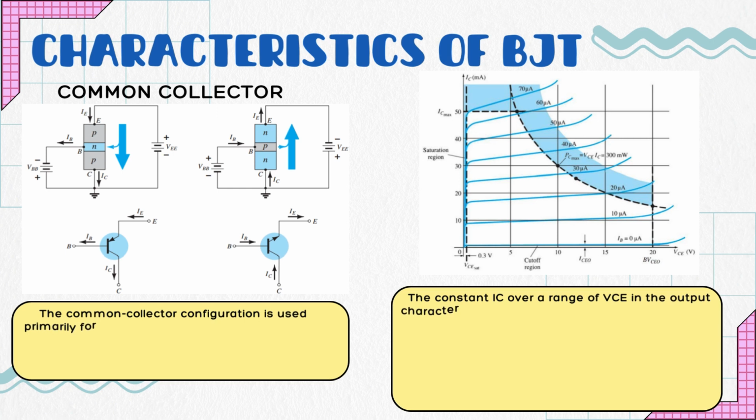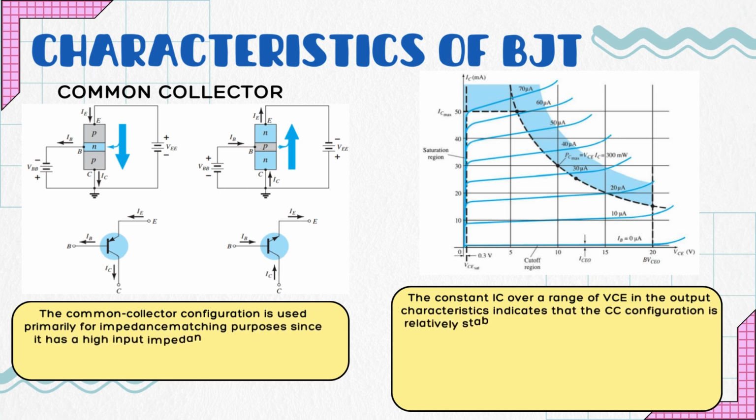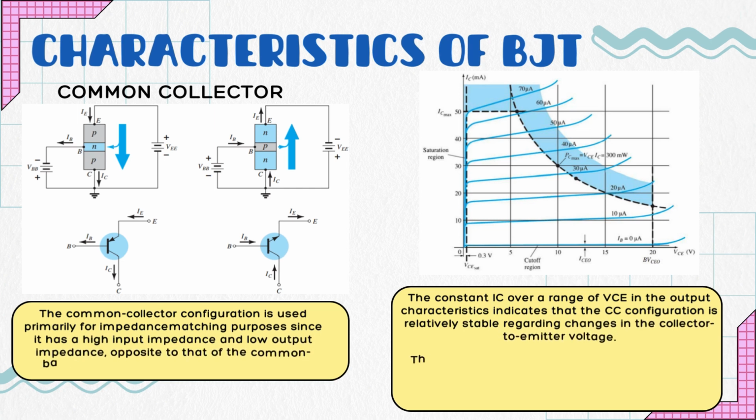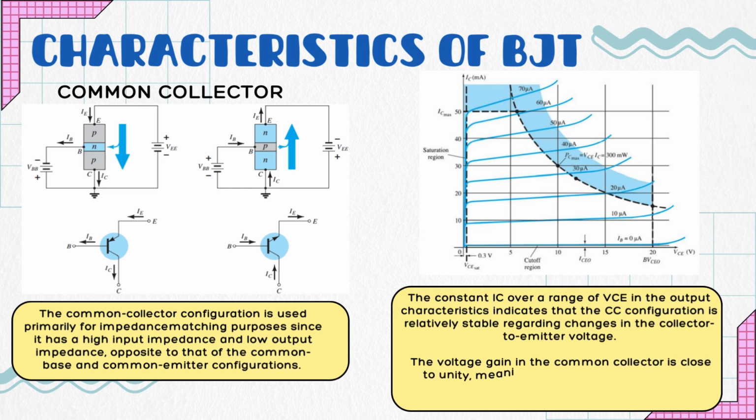The common collector configuration is used primarily for impedance matching purposes, since it has a high input impedance and low output impedance. It's different from the common base and the common emitter. And for the input characteristic graph, it typically shows a relationship between IB and VBE.